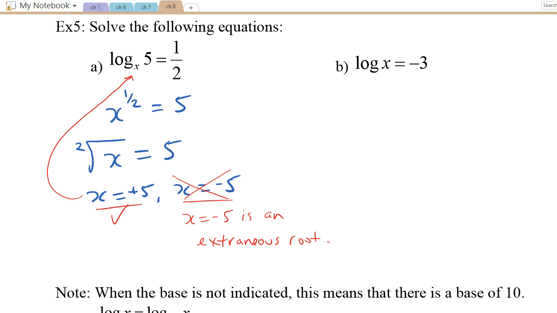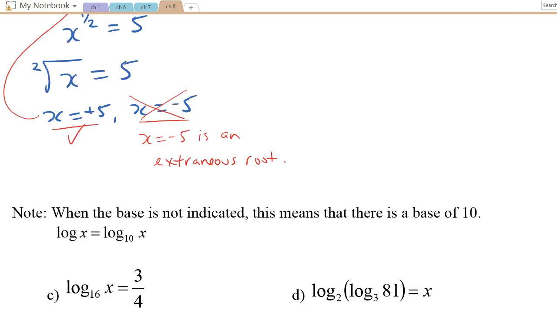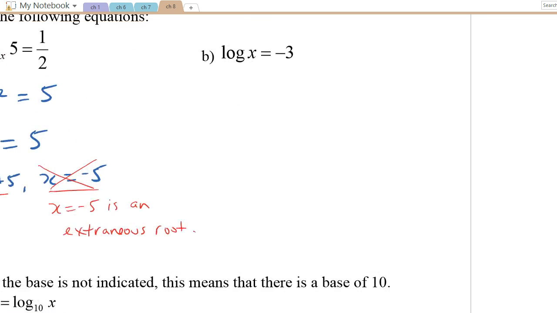Okay, looking at our next question here. Oh, well, we don't have any base here. So the other note says, when the base is not indicated, this means that there is a base of 10. It's kind of like the default for logs. So when you use the log button on your calculator, it's always log base 10, unless there might be some fancy calculators out there that will do logs with other bases, but otherwise, whenever you use the log button, it will be a base 10. So the first step would be to rewrite it like this. And now let's put it in exponential form.